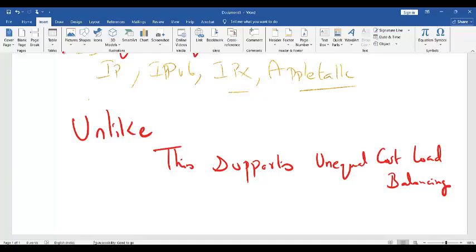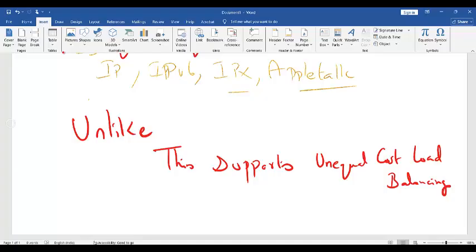Okay, so EIGRP, like other protocols, supports equal cost. But other protocols don't support unequal cost load balancing. Only EIGRP can do that. I repeat, except BGP, every other routing protocol will support equal cost load balancing.